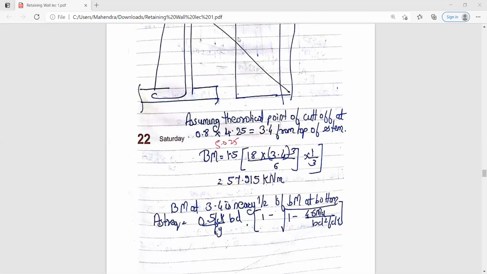So here we have completed the design for the stem. Then we need to do the calculations for the toe slab. So first of all, complete for the stem.